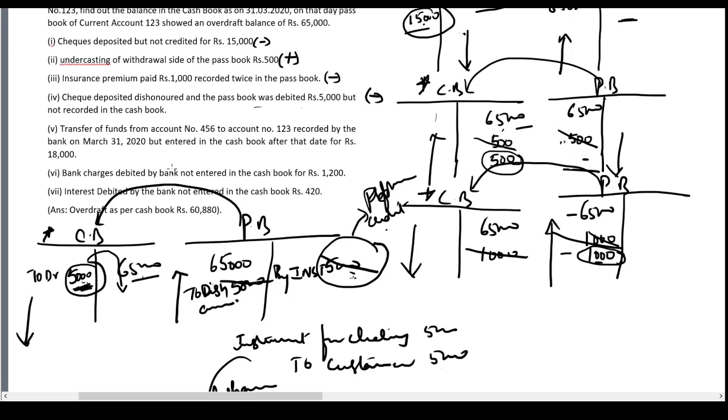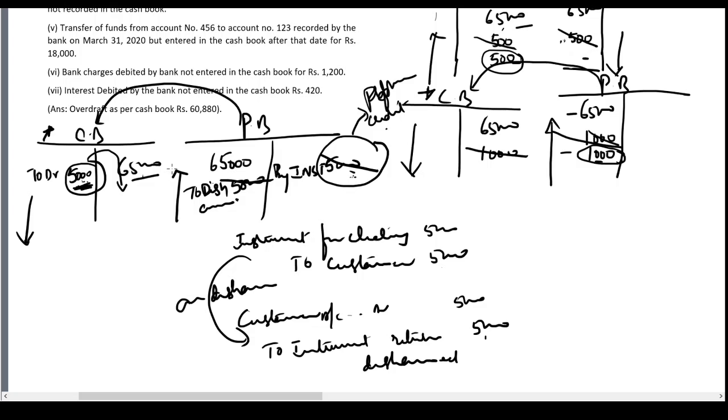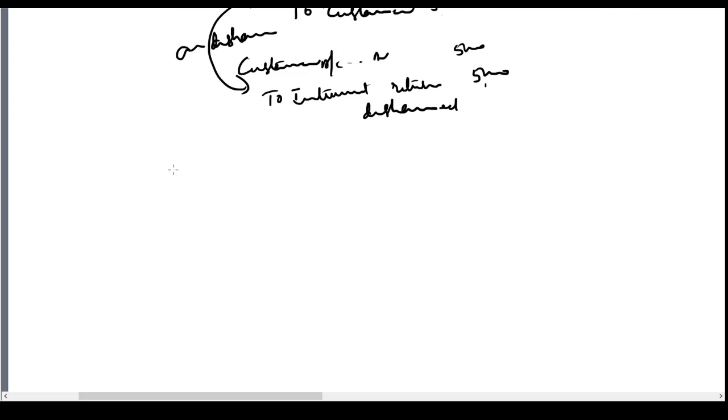That means maybe on 1st of April or 2nd of April, we have recorded that entry in the cash book. So the entry has been recorded in the passbook but not recorded in the cash book. So let us prepare our working notes. This is my cash book and this is my passbook.